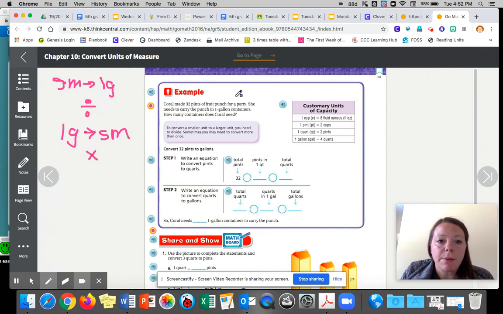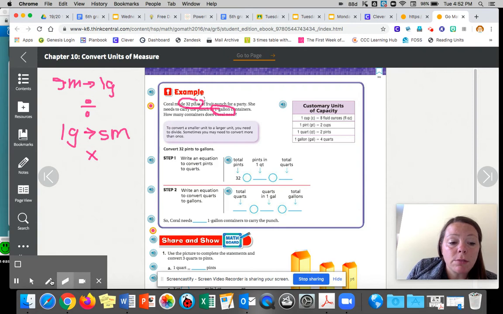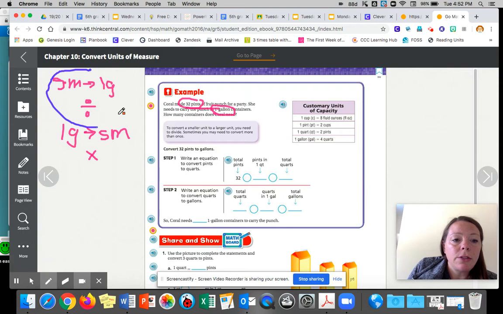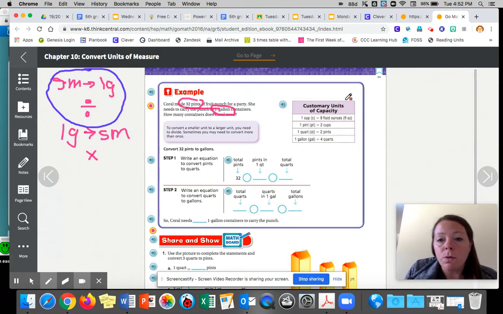So let's take a look at this example over here. Coral made 32 pints of fruit punch for a party. She needs to carry the punch in 1-gallon containers, okay? She can't carry 32 pints with her. That's not really going to be that easy to transport. So she's going to pour them into larger containers. So she's going from smaller to larger, okay? Smaller to larger. So I'm going to need to divide, all right? Sometimes you might need to convert more than once based on the information that you have.